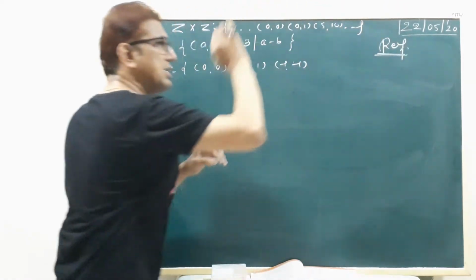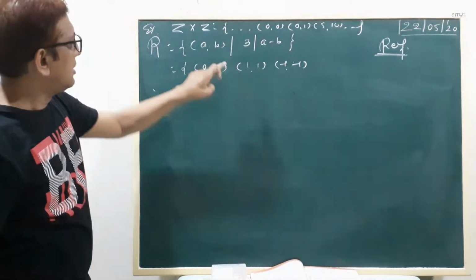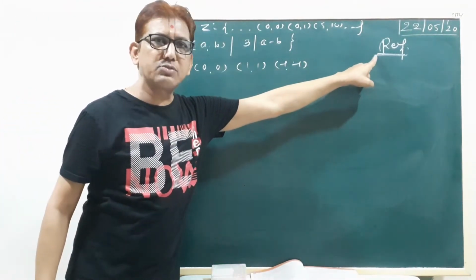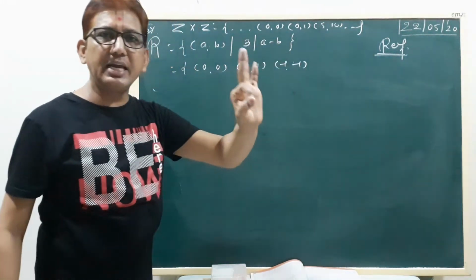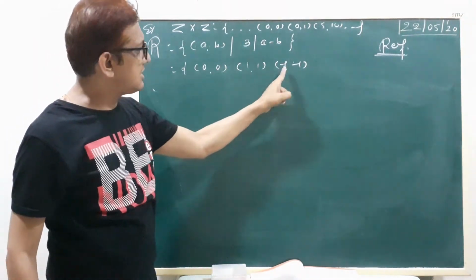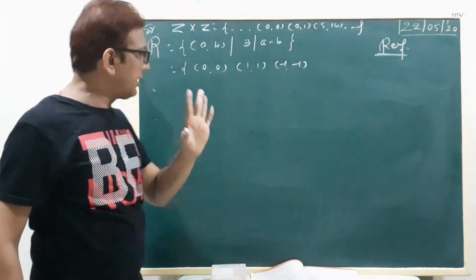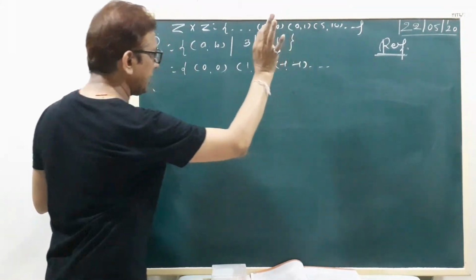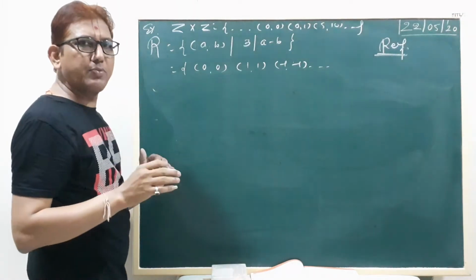reflexive relation. Clear? Reflexive is possible because the reflexive property is what? Same element, a R a. So this one (a, a), (b, b), (c, c). Clear? So here the reflexive property is satisfied. Now we check the symmetric property.